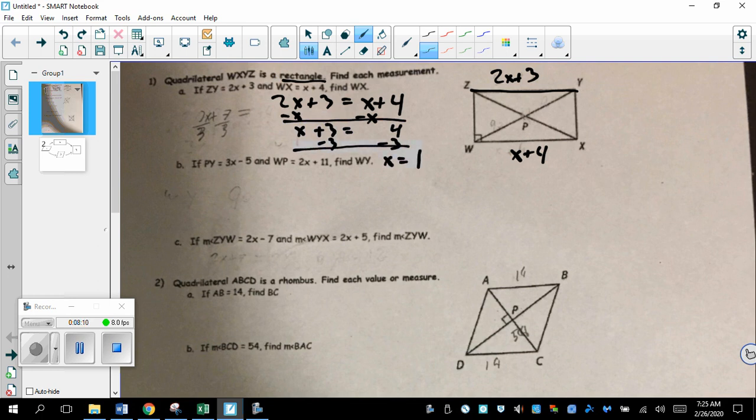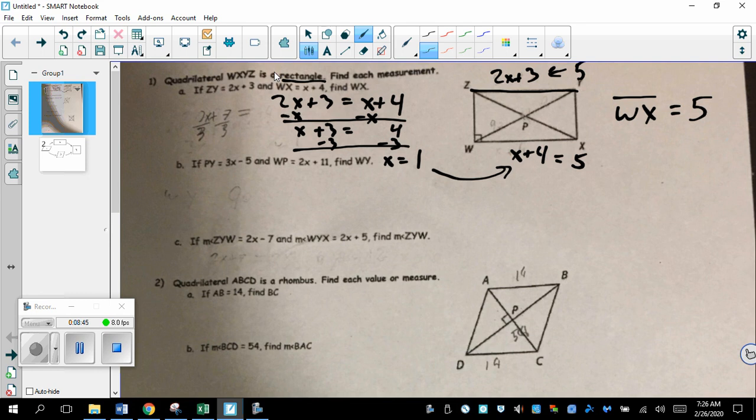That is not your answer. You need to plug that back in to find WX. And if you want to check, you plug it back into both of them. Up here, if I plug in 1, 2x plus 3, 2 times 1 plus 3 is going to be 5. Down here, x plus 4, so 1 plus 4 is equal to 5. So side WX is equal to 5. Make sure you're answering the question they're asking. They didn't ask for x, they asked for side WX.